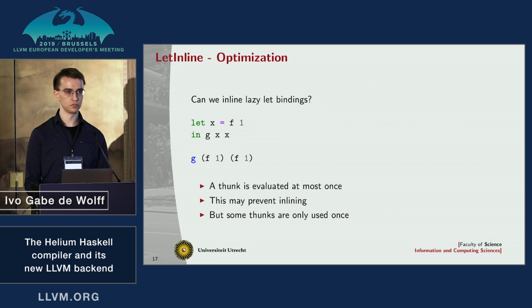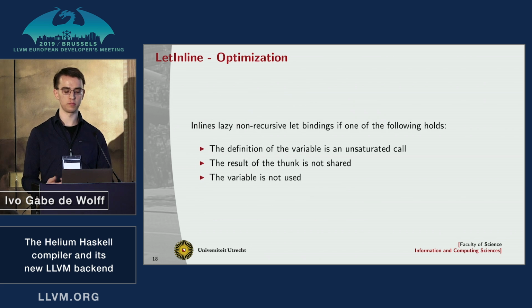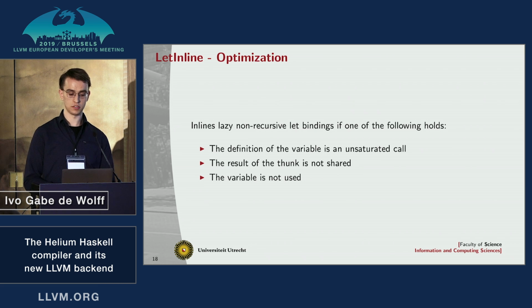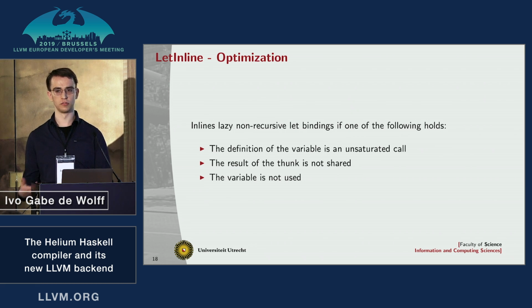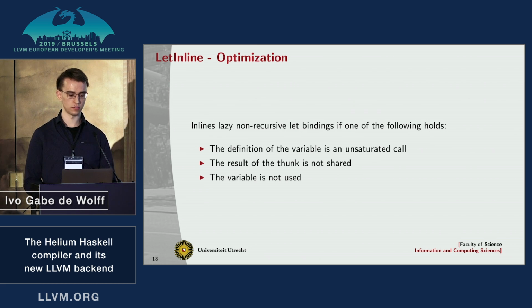So we have a few rules which say that if one of those applies, then we may perform the inlining. The first rule is if the definition of the variable is an unsaturated call, so a partial application, then we can inline it, as we do not lose the sharing, as there's nothing we compute. In the worst case, we may perform some additional allocations, but in many other cases, we are actually doing less allocation, as we may change a partial application to a full application, to a saturated call.